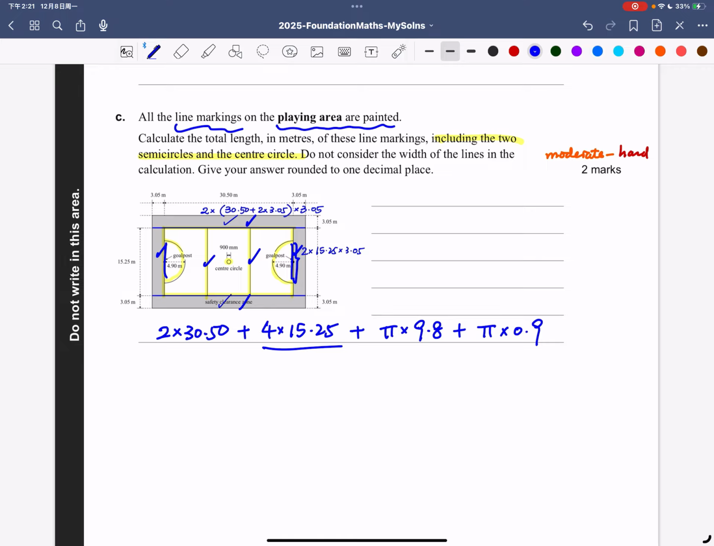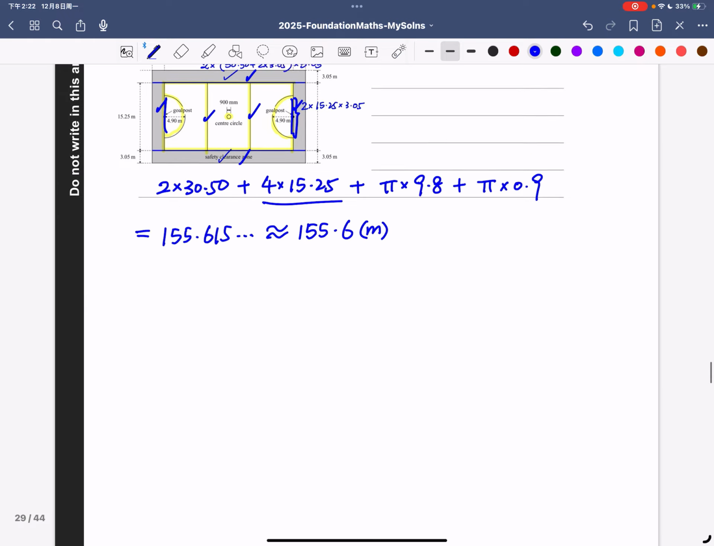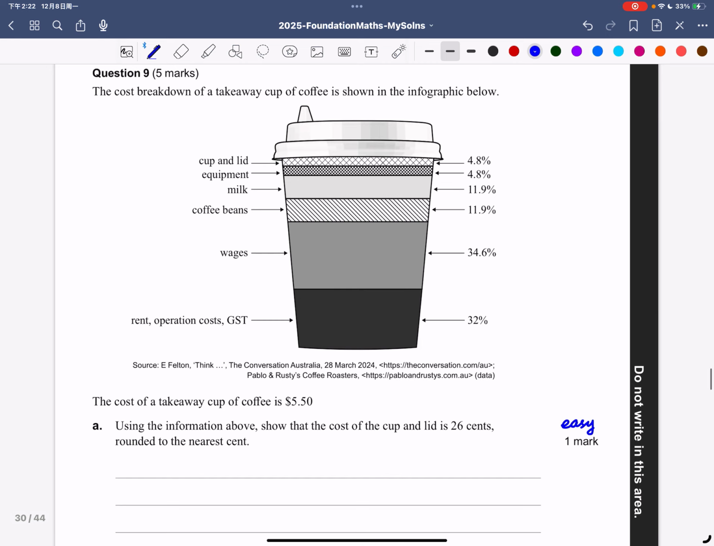Okay, so eventually you will be able to get, let's say, 155.615, something along this line, and then you get 155.6, 1 decimal place in meters. So that's how long the painted line marking will be. Okay. Yep, looks pretty good.